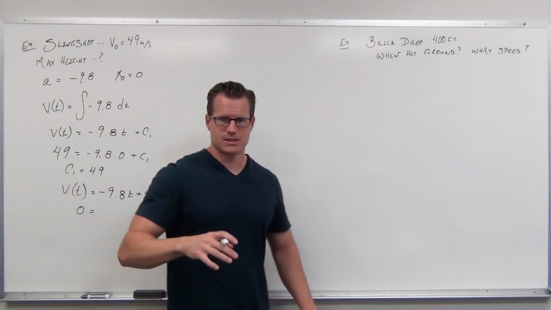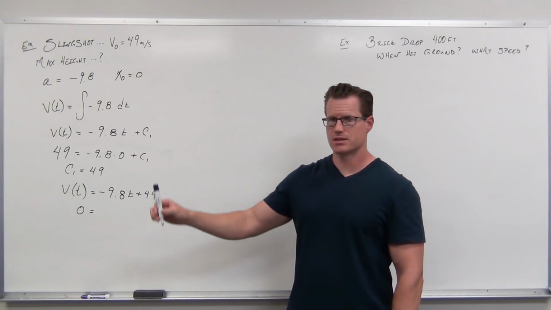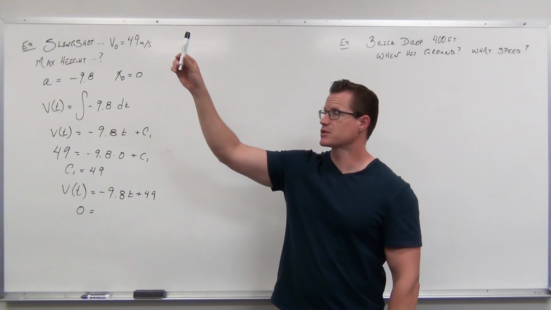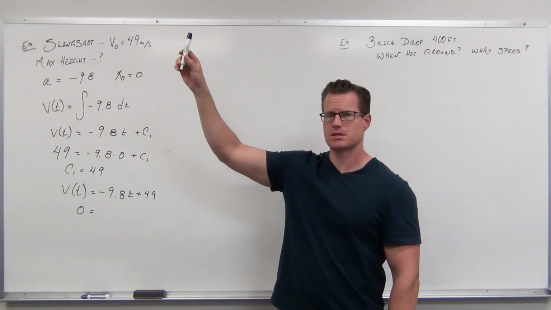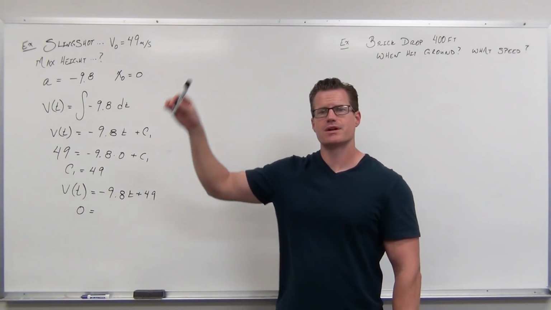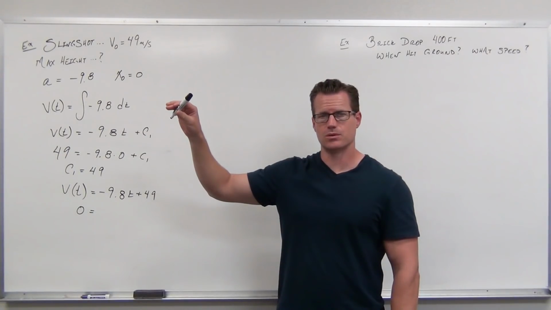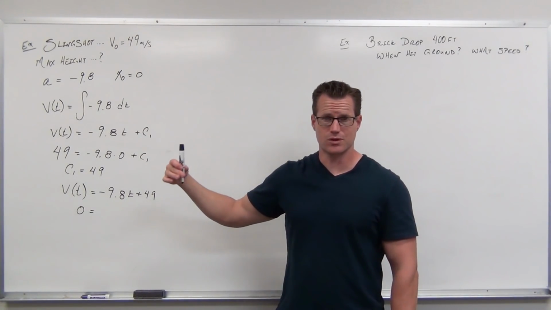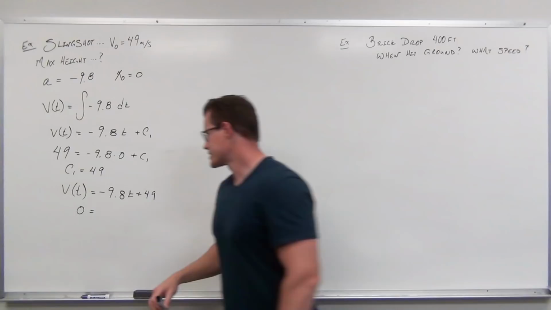Again, if that made sense to you, we shoot something up, it's going to have a positive velocity, it's going to stall out for the briefest of moments, and then it's going to have a negative velocity. At the very, very top, our velocity is 0. So think critical points. This is the first derivative, critical points that equal 0. Same sort of idea.